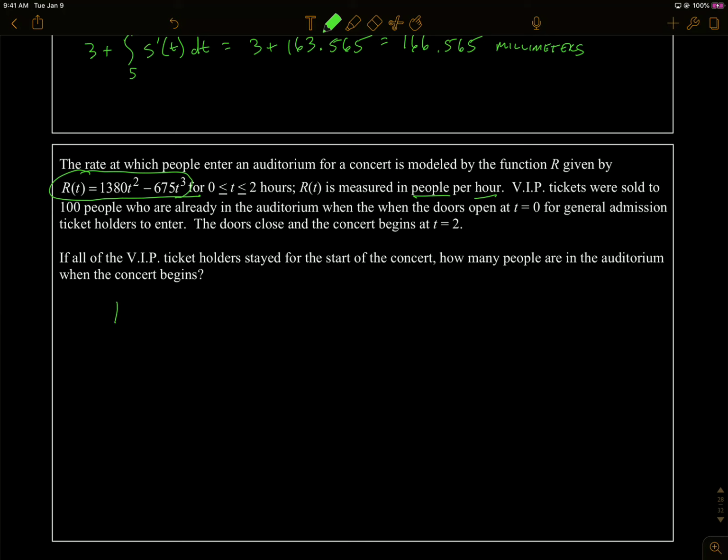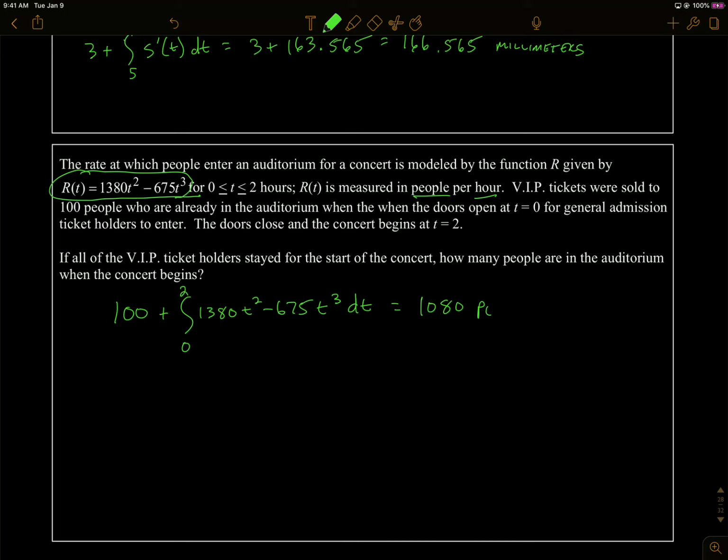So what we're going to do is, there's 100 people to start. So that's like our initial amount. And then plus our rate. That's at time 0. So now from 0 to the next 2 hours before the concert begins, this is the amount of change in people that will be there. So we can do that integral on our calculator and do 100 plus that, and that will be 1,080 people.